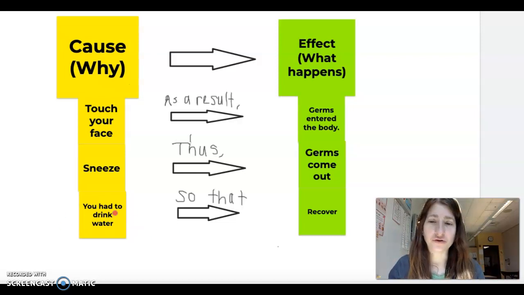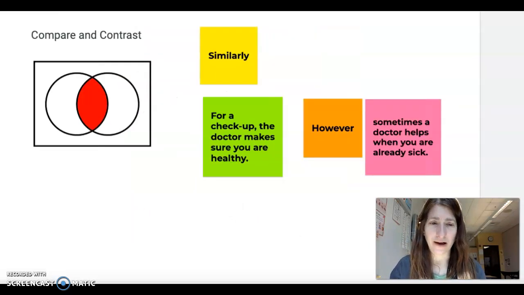Or you might have to drink water. That's the why part. So that what happens? You recover. That's what happens afterwards. Again, we use the transition like a little bridge to get from one side to the other. That's cause and effect.